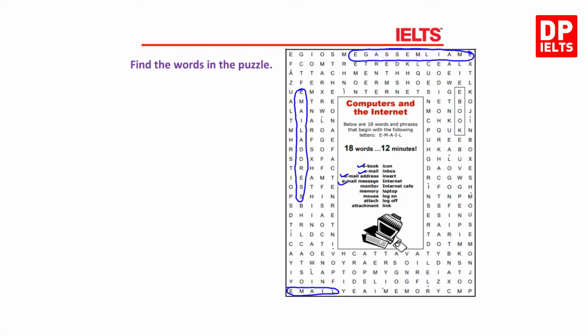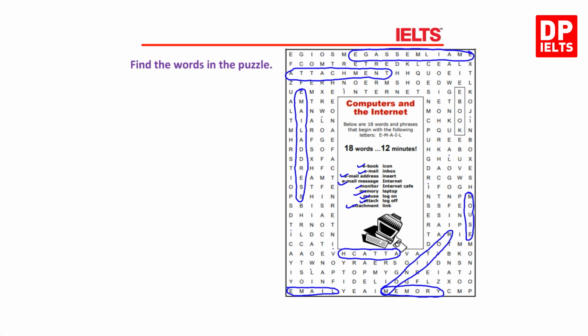Next, we have monitor. Monitor. Right. So there we go. Oops. Right. We have monitor done. Next, we have memory done. Mouse. Attach. Where can you find the word attach? Attach. The way round. Attach. Next, we have attachment. Attachment. Right, so we've done E, M, and we've done A.